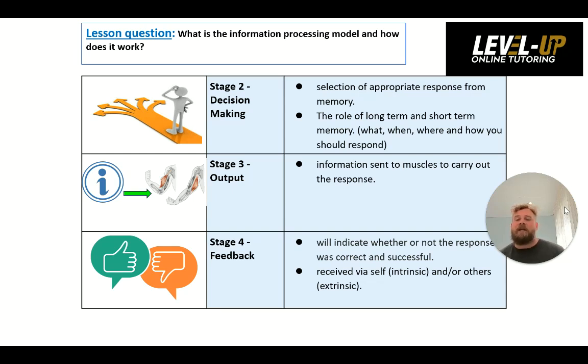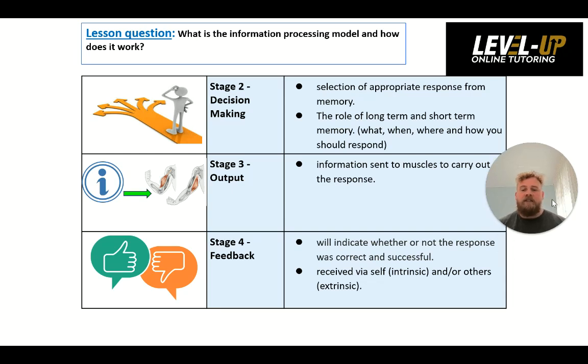Then we have stage 3, which is the output. So this is information sent to the muscles to carry out the response. And then stage 4, we have feedback. This will indicate whether or not the response was correct or successful. So it's received via self, or intrinsic, and/or others, which is extrinsic.